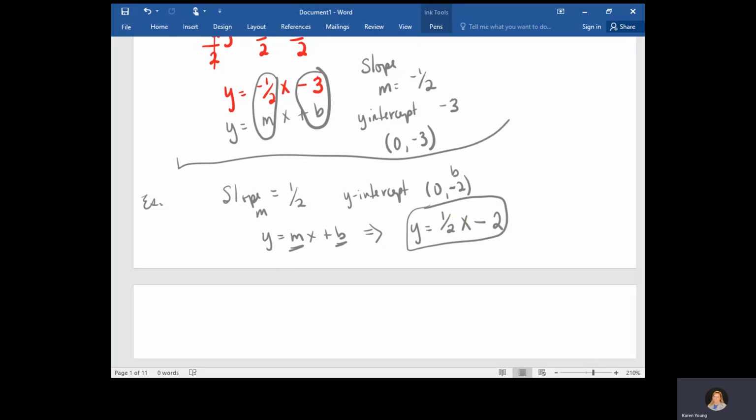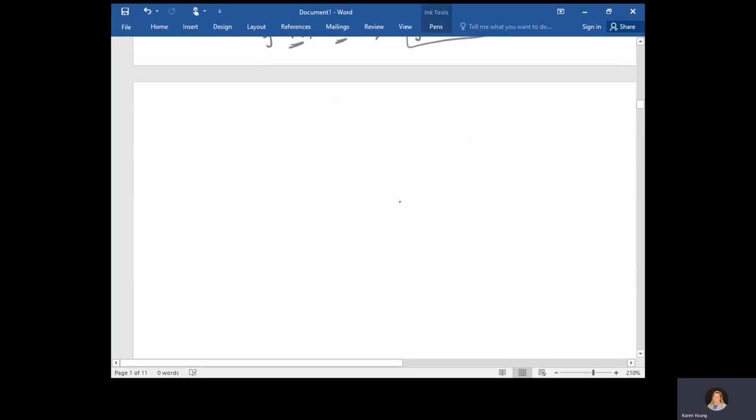So sometimes they don't give you the slope and the y-intercept. They give you just 2 points, or they will. This is the first one. Good. This is 9.4 in the book. It's still 9.3 on the homework.